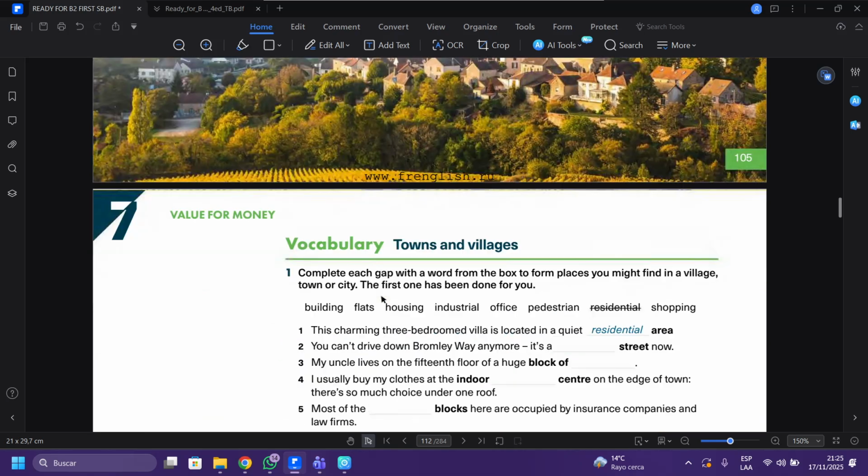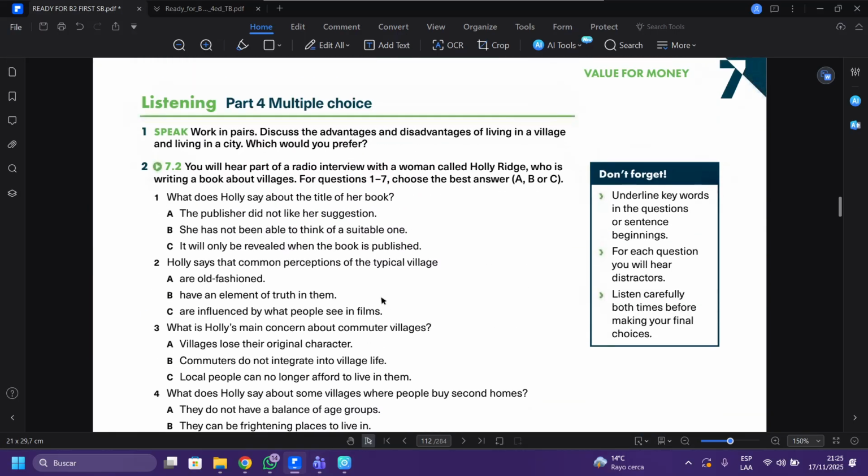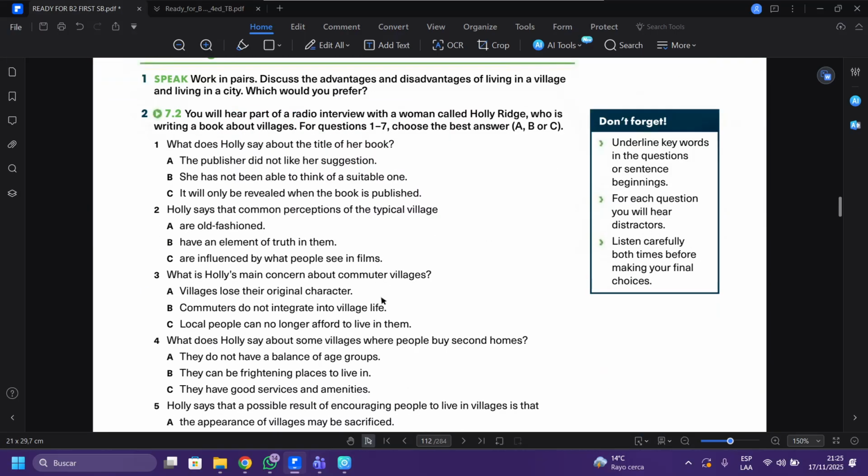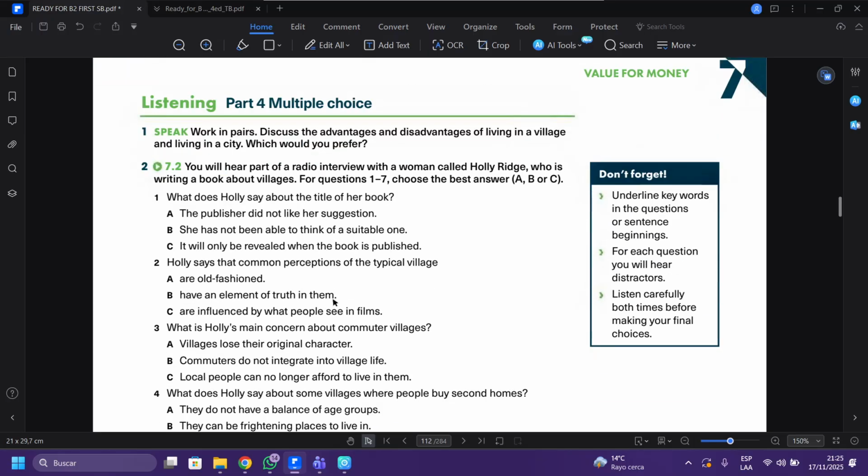Yes, of course, teacher. Everything, I think. Yes. So I guess that we have time. Yes, we have time for the last part. That is the listening part. This is the listening part for the multiple choice.